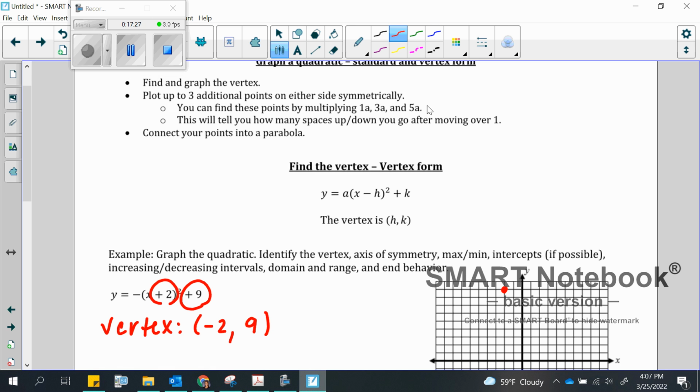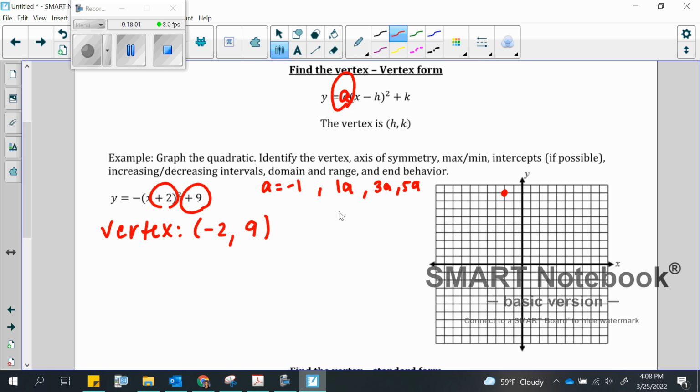You can do this anytime you have the parabola of a quadratic and you have the number in front, okay? The number in front of the vertex form, that's our a. It's the same a as before. So in this case, a is equal to negative 1. It's whatever number is in front of the vertex form. So it says plot up to 3 additional points on either side symmetrically. Now here is how you use the shortcut. Whatever a is, you do 1a, 3a, 5a.